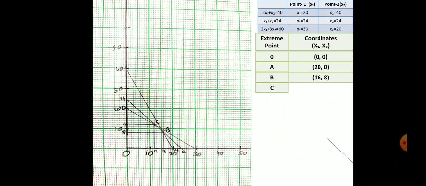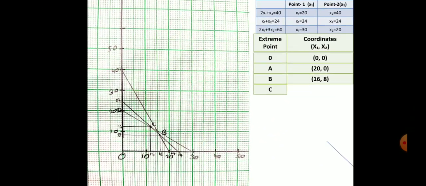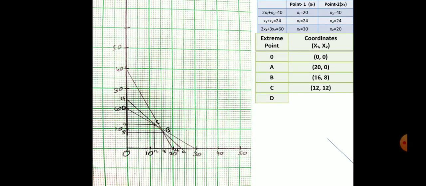Next we will go for the C point. I have drawn lines towards x1 and x2, and both meet at 12. So the values of x1 and x2 are both 12. Now the point D.